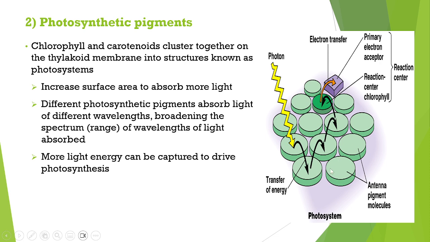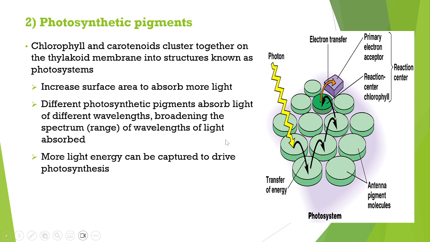Like this, if you see, the bottom is the thylakoid membrane. All these are the heads, the structure of the chlorophylls and carotenoids. They are together as a cluster, and this is known as a photosystem. On the thylakoid membranes, there are many clusters of such photosynthetic pigments, many photosystems. When they cluster together, you can see the whole area is covered by the photosynthetic pigments, so that increases the surface area for more light to be absorbed.